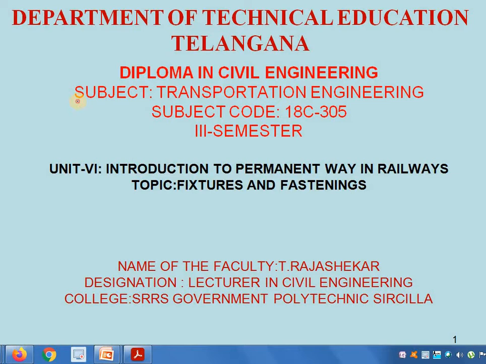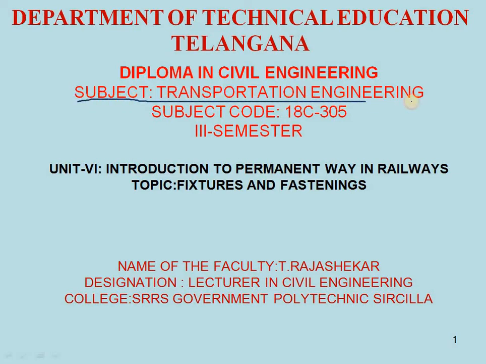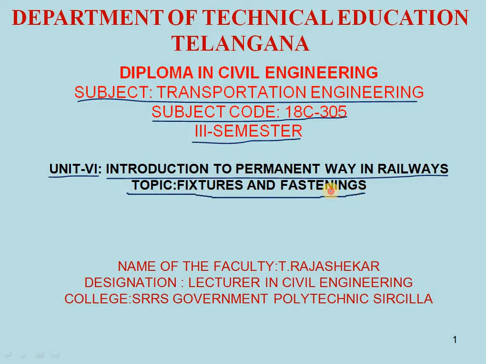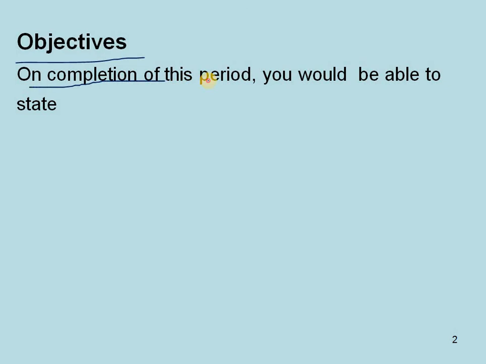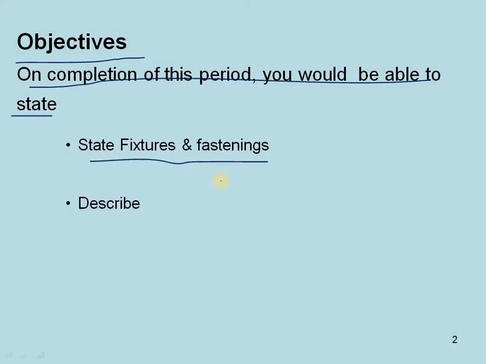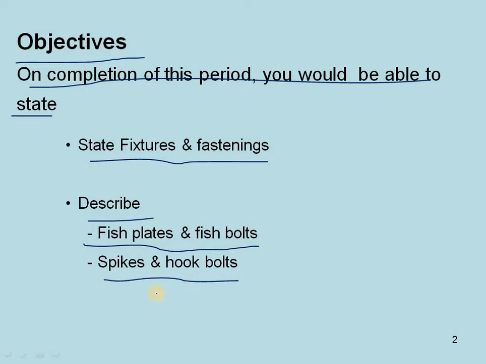Today we are going to discuss the subject Transportation Engineering, subject code 18C305, third semester. Today's chapter is Unit 6, Introduction to Permanent Way in Railways, and today's topic is Fixtures and Fastenings. Objectives: on completion of this period you would be able to state fixtures and fastenings, and describe fish plates, fish bolts, spikes and hook bolts.